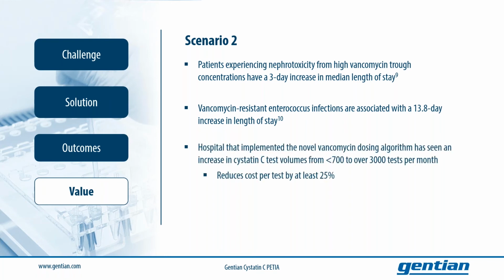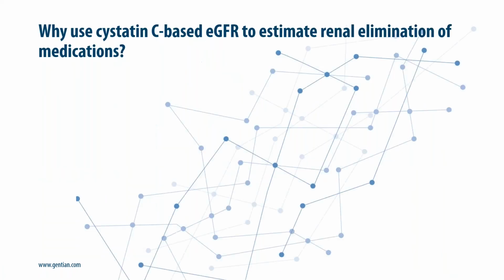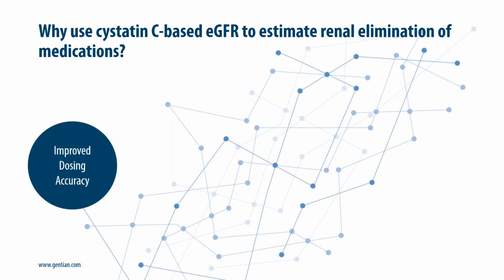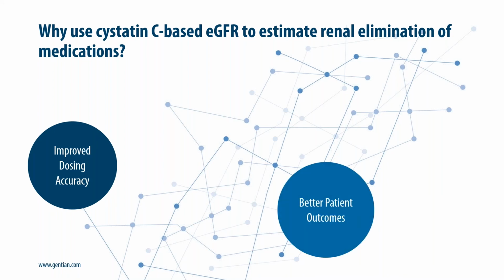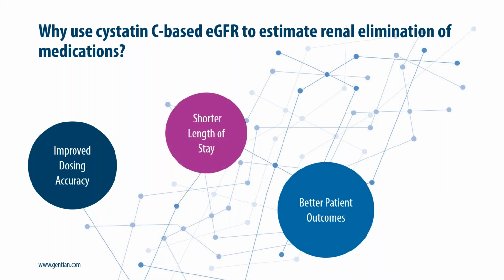And finally, in terms of the direct monetary benefit, we estimate that the increase in Cystatin C test volumes generated from the implementation of this novel dosing approach would reduce Cystatin C reagent costs by as much as 25% per test. In summary, we've learned that using Cystatin C-based eGFR to estimate renal elimination of medications leads to improved dosing accuracy, better patient outcomes, shorter length of stay, and significant cost savings for the hospital.